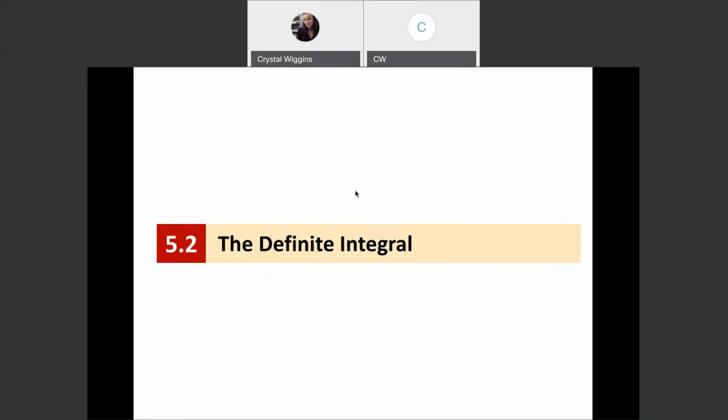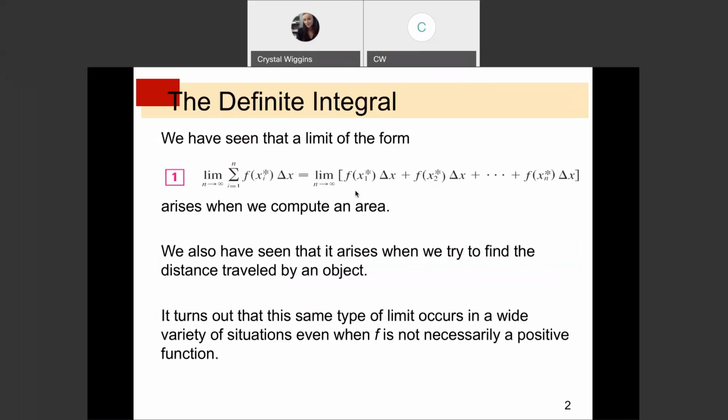Last section, 5.1, we broke up the area under the curves by drawing rectangles, and we recognized that they were sometimes overestimates and sometimes underestimates. Now, we have seen a limit of the form such as this one, here we have the limit as the number of rectangles we use approaches infinity.